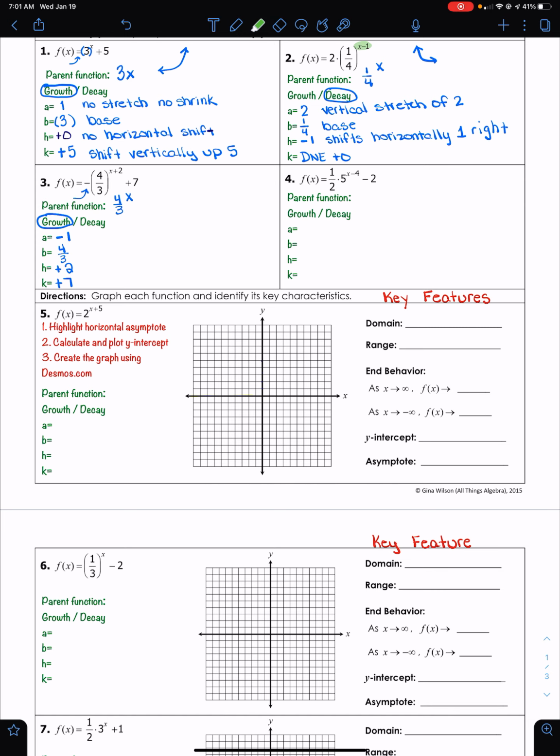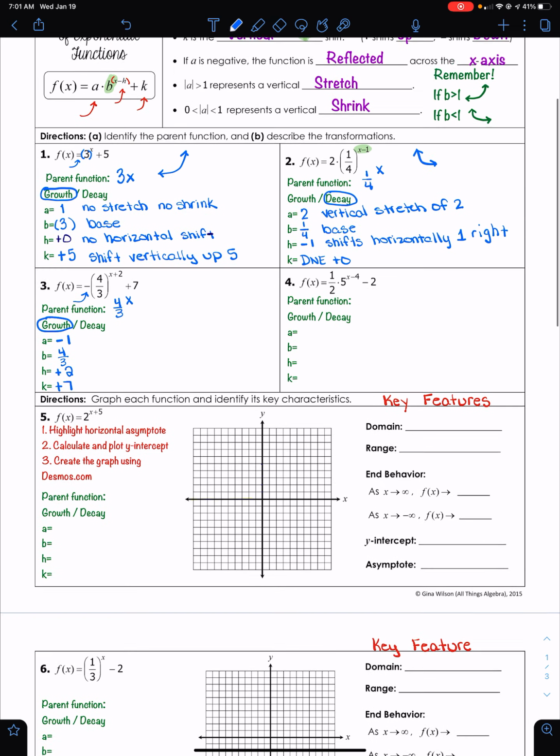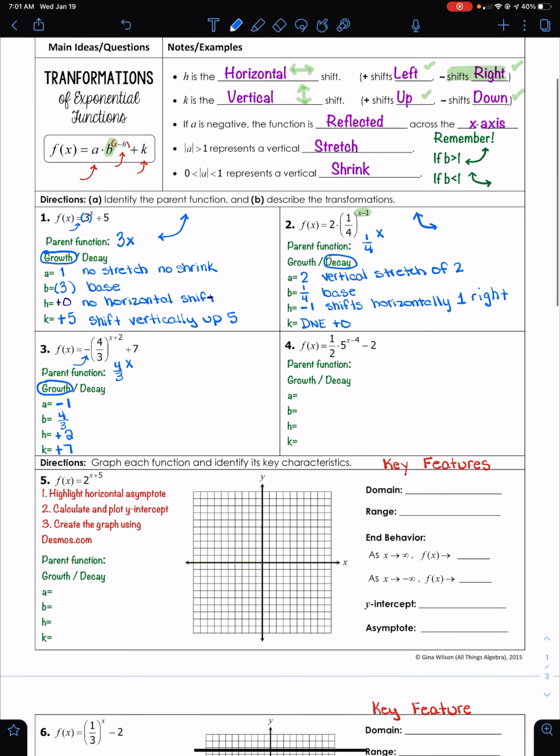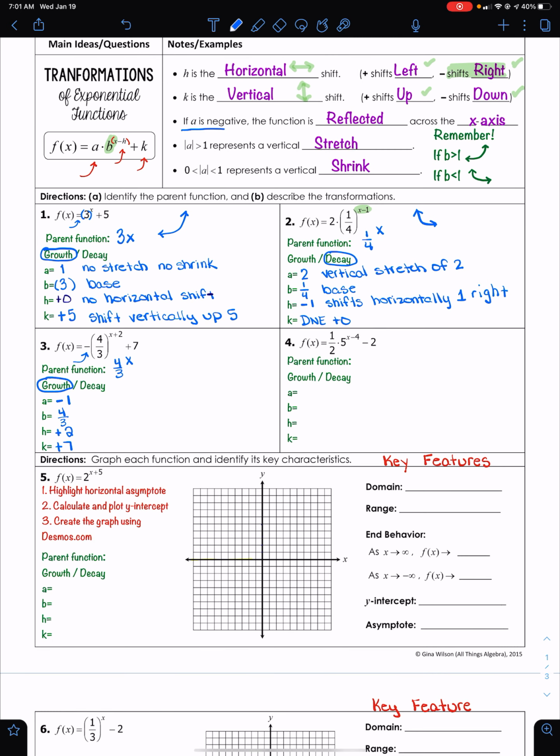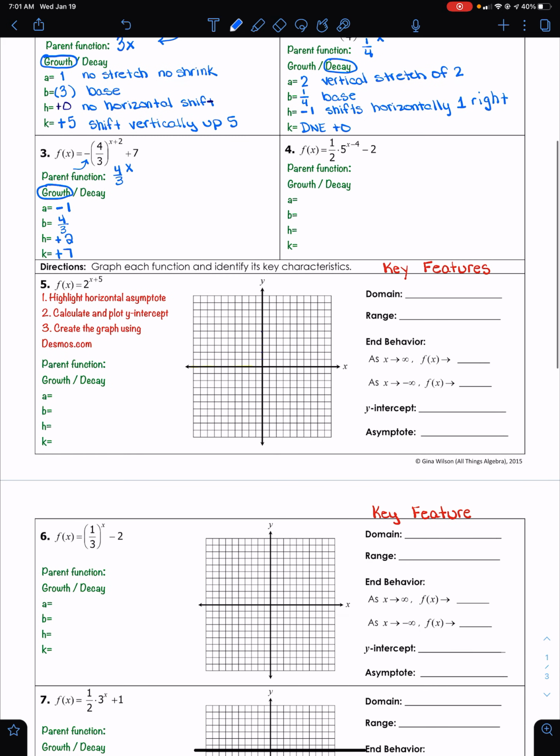When I have a negative value, that means it's going to reflect over the x-axis. Okay? So if A is negative, the function is reflected across the x-axis. So anytime you see a negative out front, I'm going to go ahead and write reflects across x-axis. There is no stretch or shrink because 1 does not change that. However, it's pretty important that I pay attention to that negative. 4/3, that would be our base.